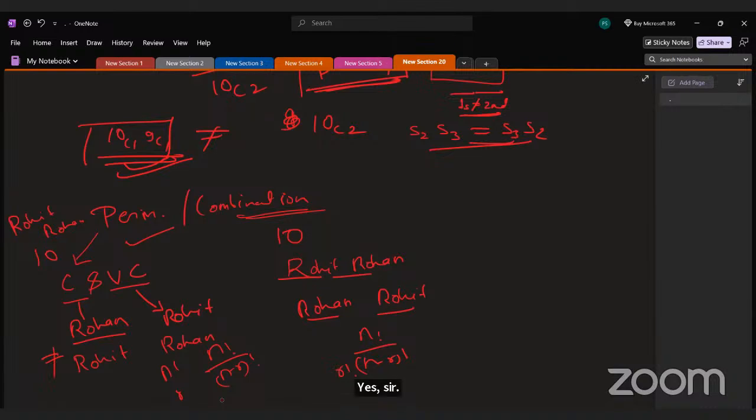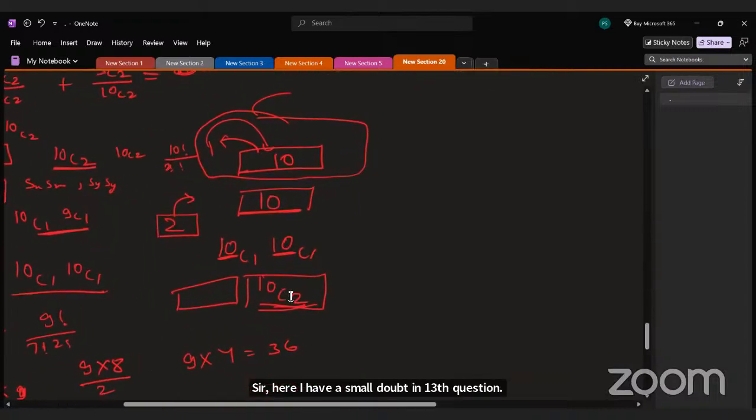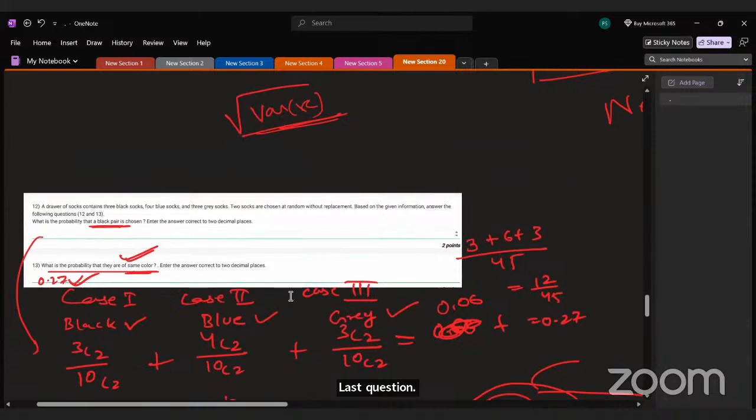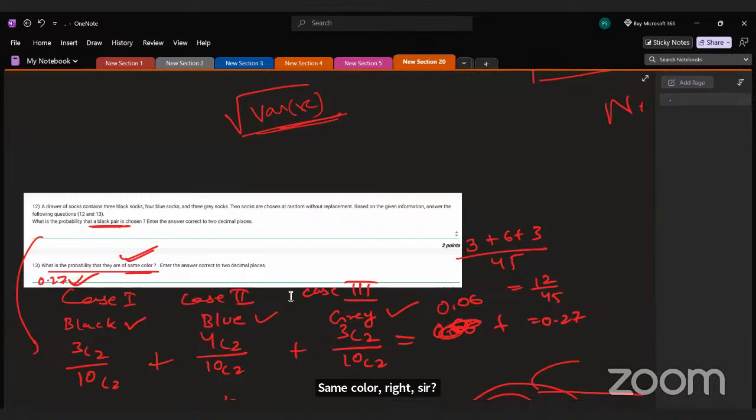Sir, here I have a small doubt in the 13th question, the last question. Here they have asked same color, right, sir? So do we need to take union or intersection? We need not take union. We need to make cases, and for each case we need to take intersection. You can't frame this as union or intersection, like a favorable outcome.